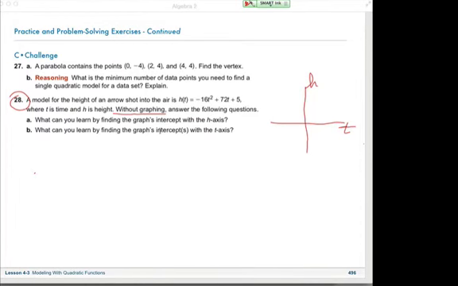And what could you learn by finding the graph's intercepts with the t-axis? What does it mean in the context of the situation of shooting an arrow into the air? Answer those questions about what it means, what that graph would tell you about what's happening in this situation.